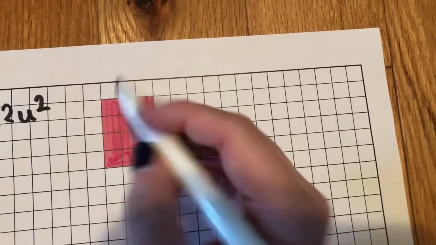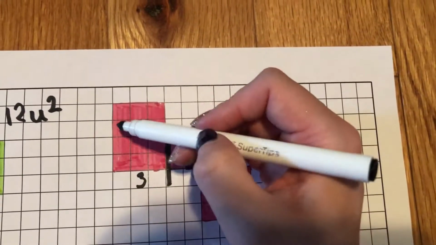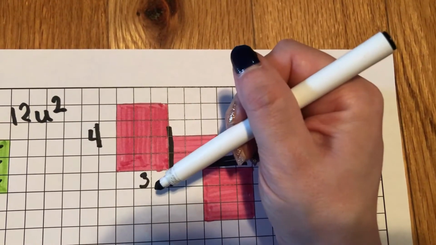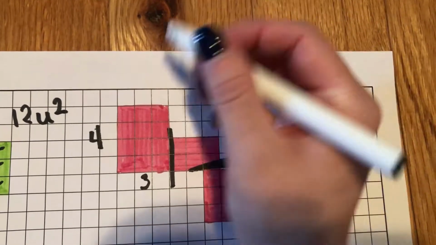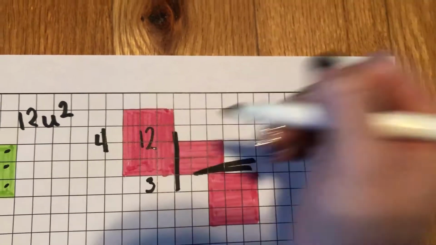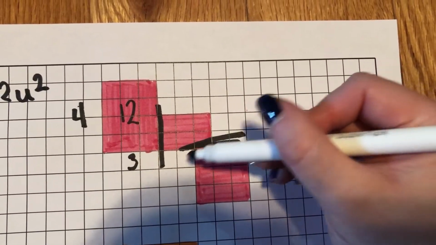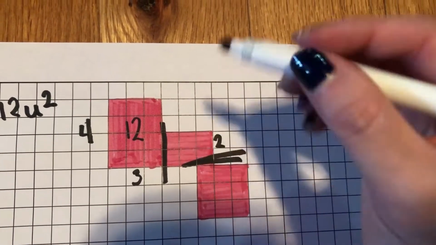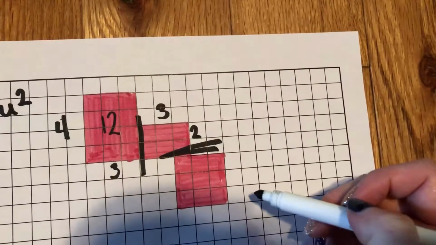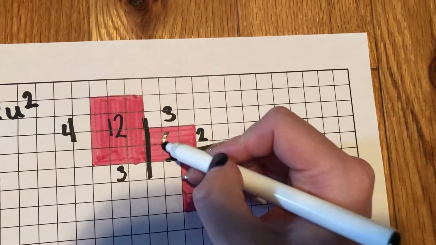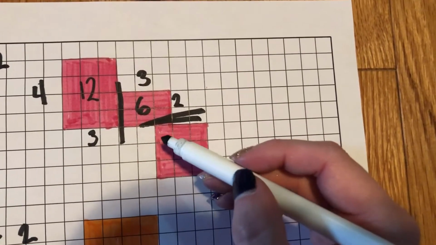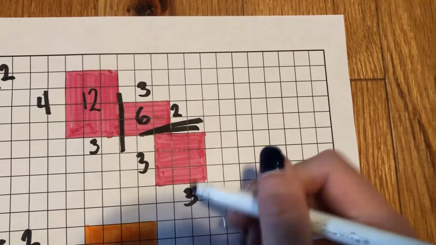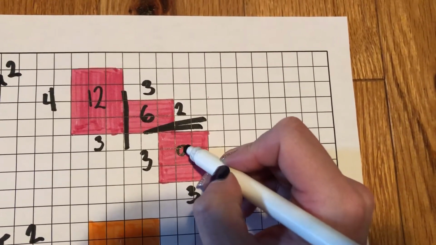So for this one, I see 3, and this way is 4. So I know that 3 columns times 4 rows is 12. We go to this one. I can see, even though I crossed it off there, that it's 2 rows, 3 columns. 3 times 2 is 6. Then down here I see 3 rows, 3 columns. 3 times 3 I know is 9.